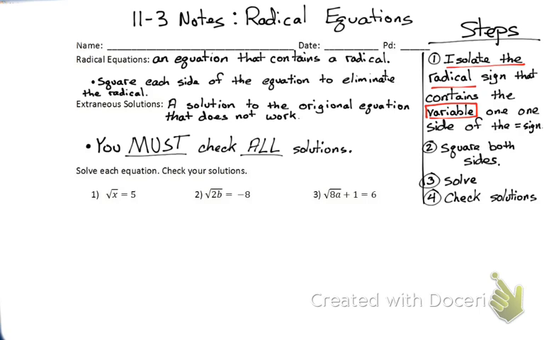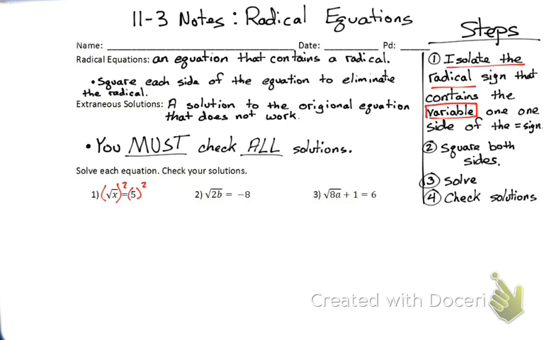If you look at example 1 here, step 1 is to isolate the radical. The radical that has the variable is the square root of x. Is it all by itself on one side of the equal sign? Yes, it's all by itself on the left side of the equal sign. So step 1 is done for you. The variable is isolated. So what's step 2? Step 2 is to square both sides. I'm going to square the left side and I'm going to square the right side.